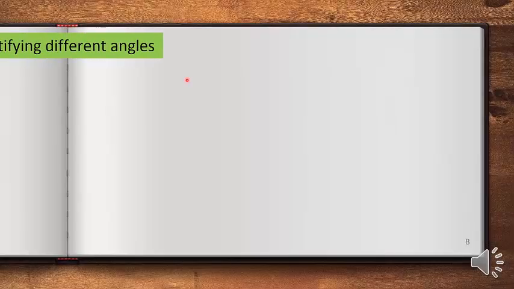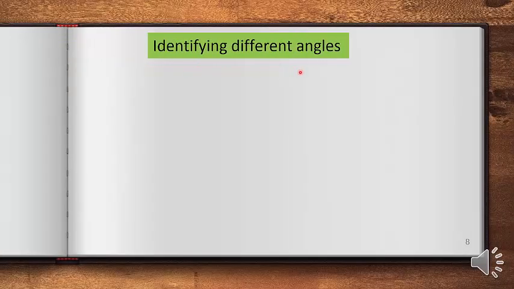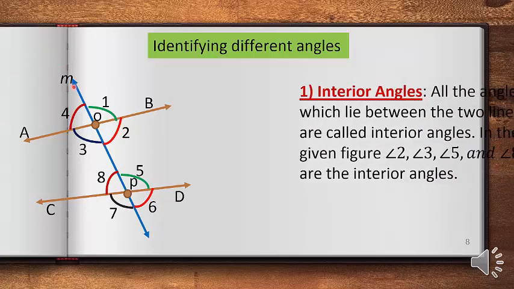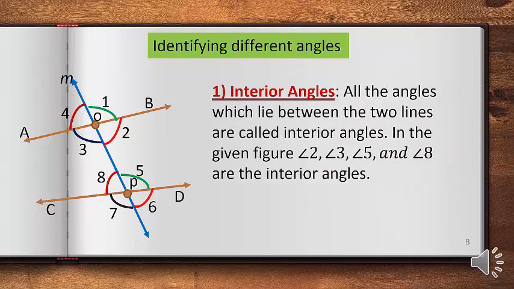Children, now we will learn how to identify different angles which are seen in the previous slide. Here in the figure, AB and CD are 2 lines which are cut by the transversal M. The first thing which you are going to learn are called interior angles. What are interior angles? All the angles which lie between the 2 lines are called interior angles. In the given figure, angle 2, angle 3, angle 5 and angle 8 are the interior angles.